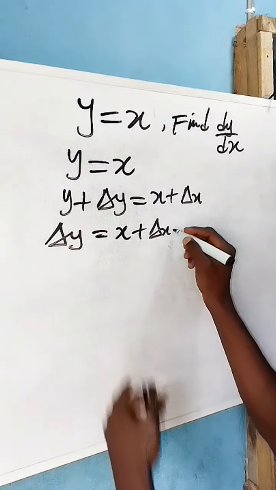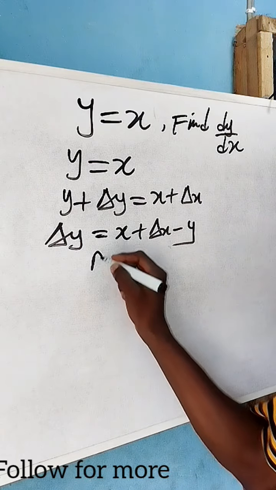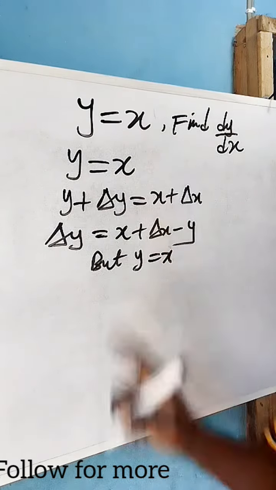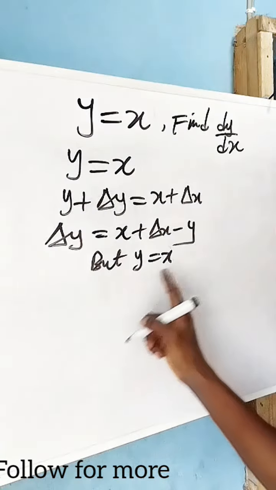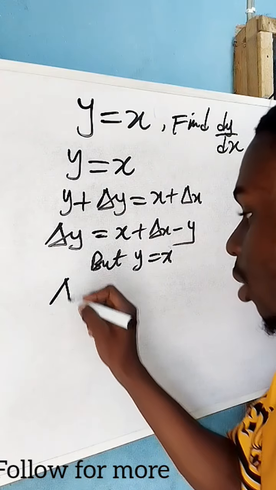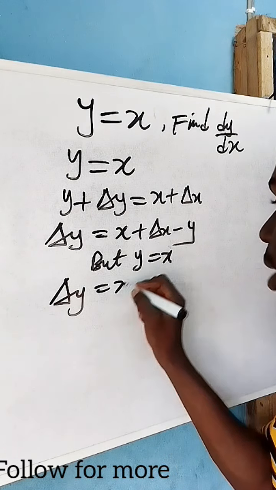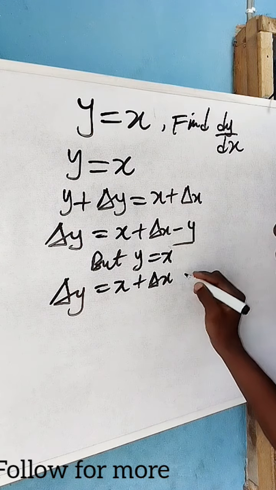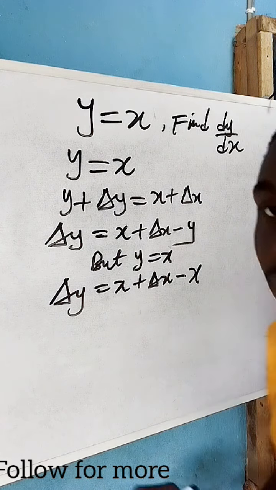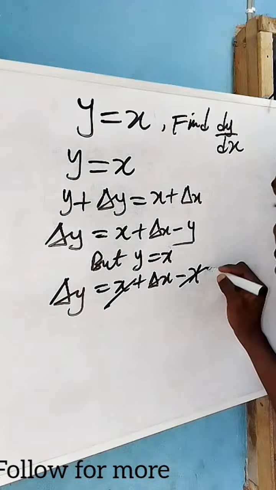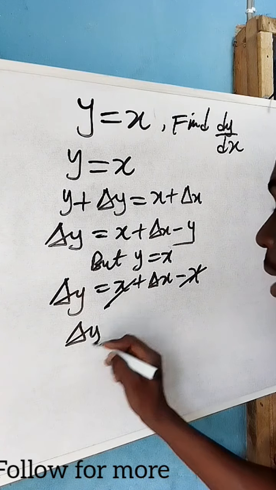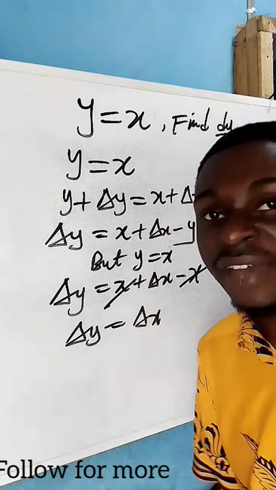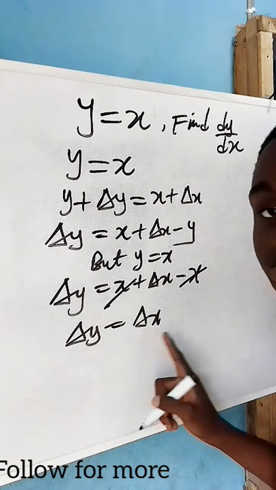When this crosses over, we are going to have minus y. But y is equal to x from here. Okay, so y is equal to x. So this now becomes change in y is equal to x plus change in x, minus x. So this cancels out this, and you are left with change in y is equal to change in x. You divide both sides by change in x.